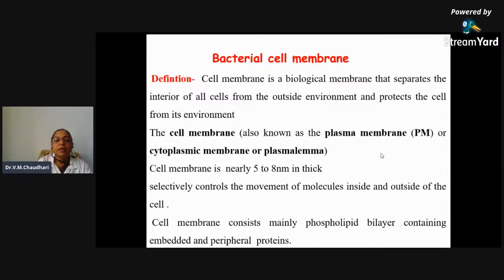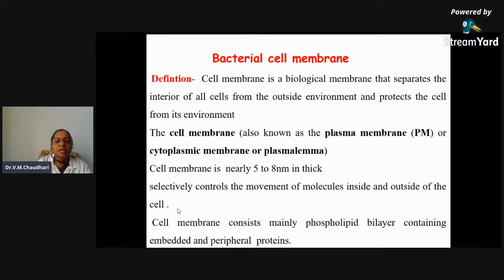So the cell membrane is also known as the plasma membrane or cytoplasmic membrane or plasmalemma. The cell membrane is nearly 5 to 8 nanometers thick. It selectively controls the movement of molecules inside and outside the cell.